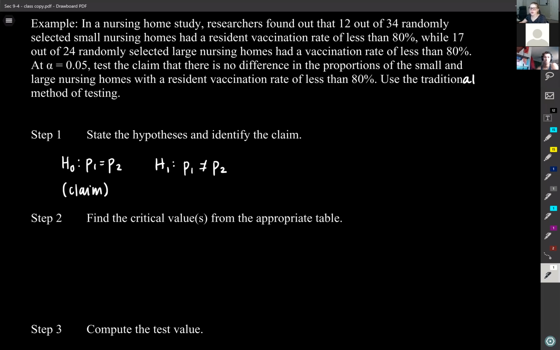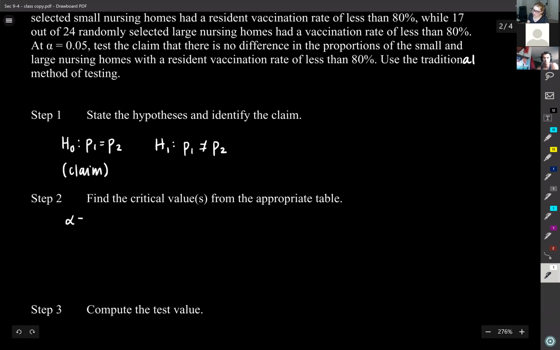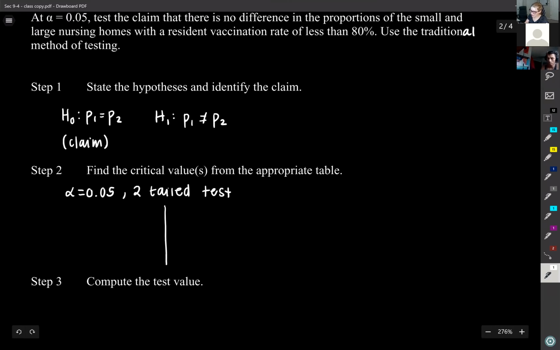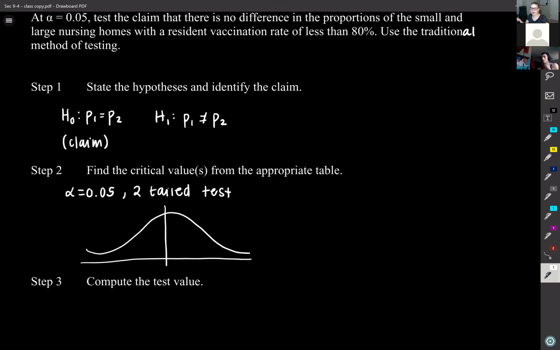All right, so we do need to find the critical values from the appropriate table. In order to do that, we just need to know the significance level. So alpha is 0.05. And then we also need to know that this is a two-tailed test. That's because we're looking at this normal distribution here. Because we have a two-tailed test and a significance level of 0.05, we know that the area in these tails we want to equal 0.05. But if we have two tails, that means that in each tail, it should have an area of 0.025.